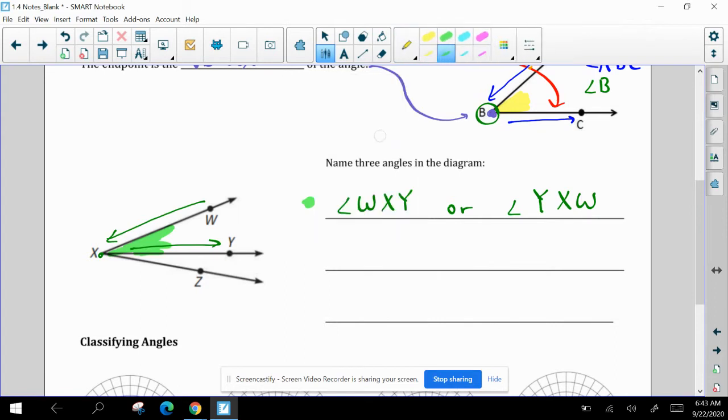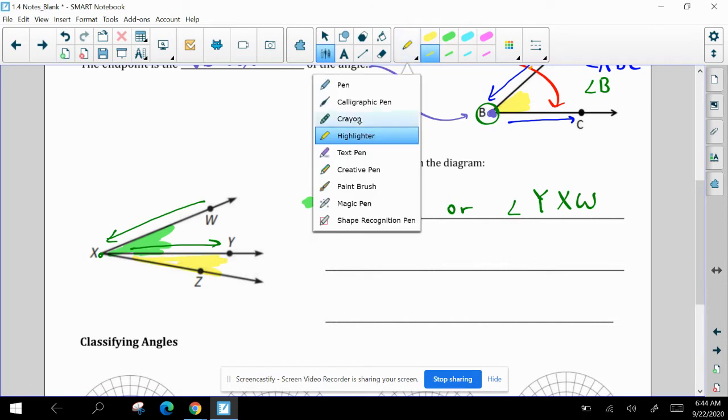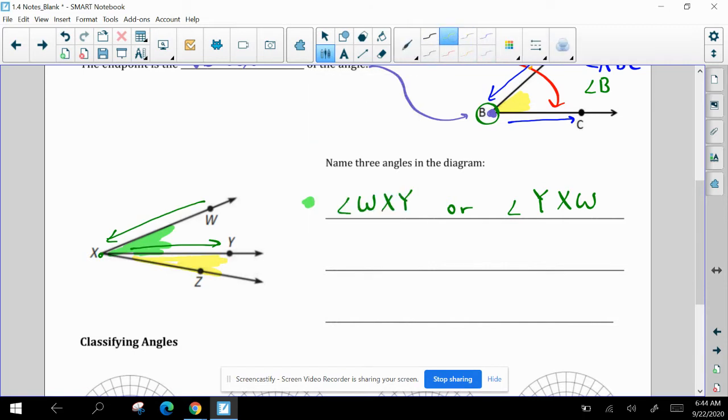Well, that's not the only angle we have, right? We also have this angle right here. And then for that angle, let me see if you can see, we'll try that. No, it's not the best. I'll use black. So for this one, I can go angle YXZ, or I can go in the reverse direction. And this is kind of similar to naming segments, right? I'm allowed to go from one endpoint to the other without really caring about the order.